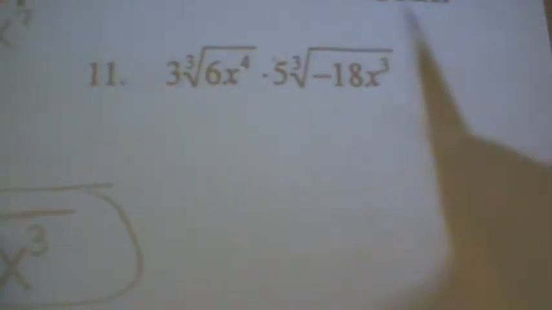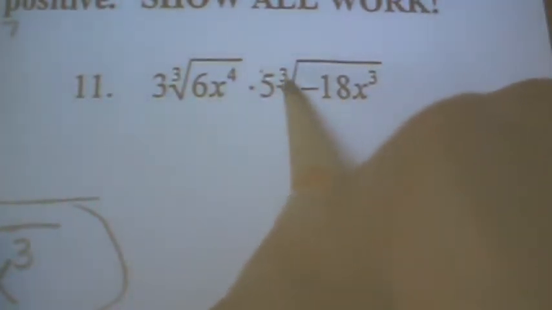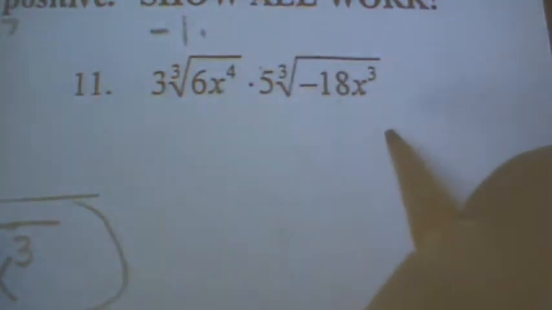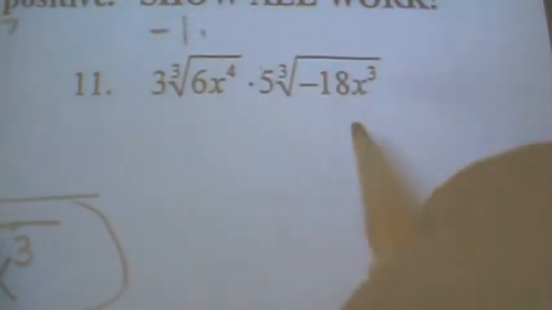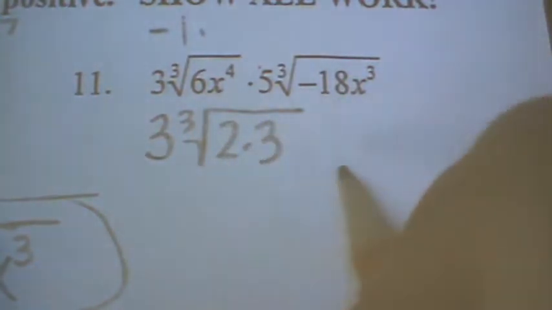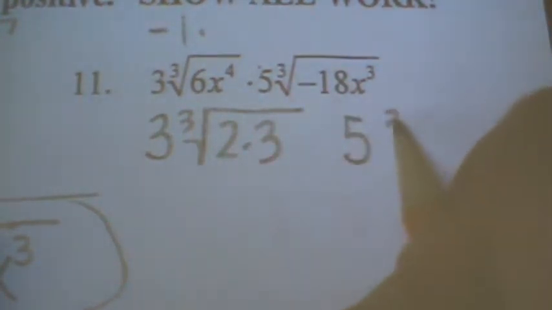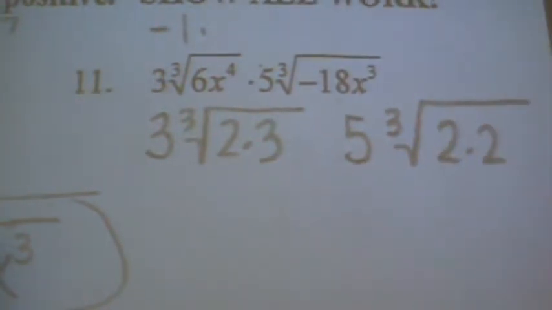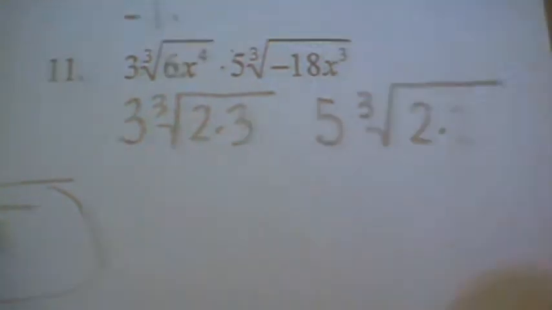Number 11. This was a hard one for you guys because of that negative. Can you take the cube root of a negative number? Yes. It's going to come out negative. So it's going to be negative 1 times, and then how do you break up 18? Now let's pretend this is just a regular 18. 6 is 2 times 3. I'm just doing the numbers. And then 9 times 2 is 18.